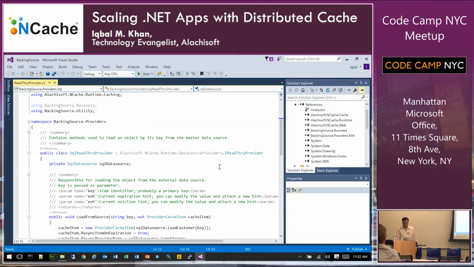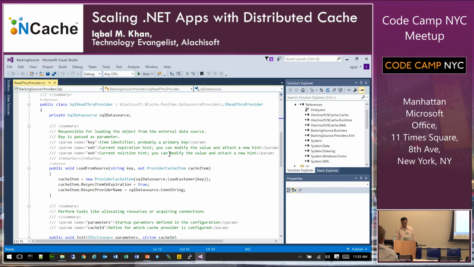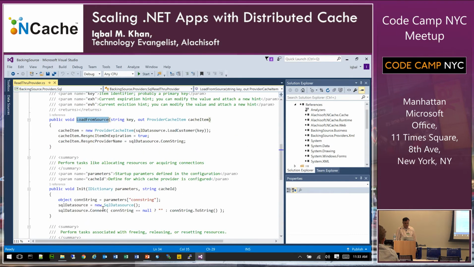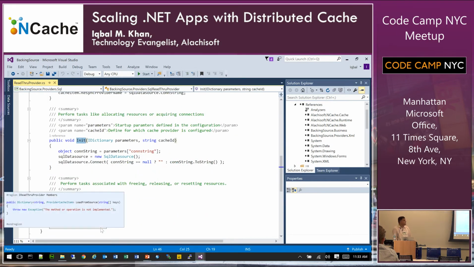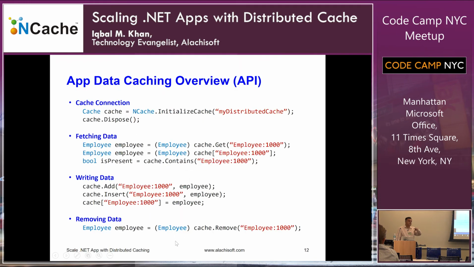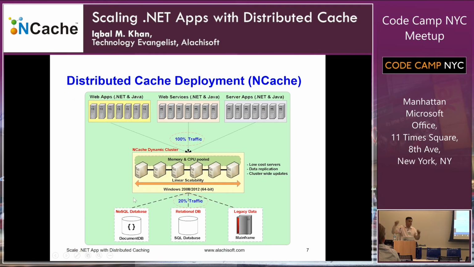The same way you would reference different assemblies, there's the .web and .runtime and .ncache. You use the different namespaces here, and now you implement this IReadThruProvider interface. This interface has three methods: Init, which is the initialization method, called at the time you start the cache. That allows your read-through handler to connect to your data sources.